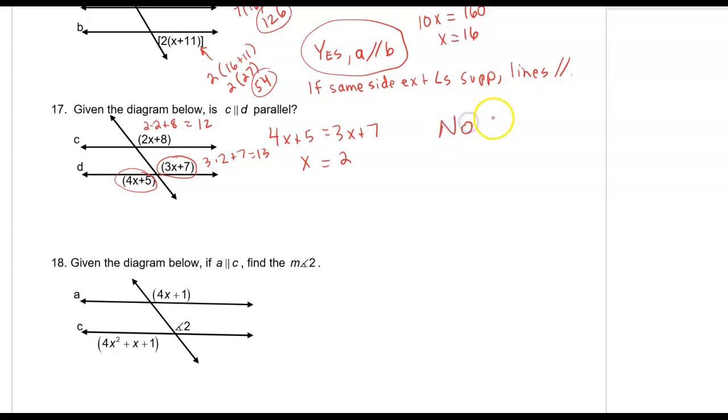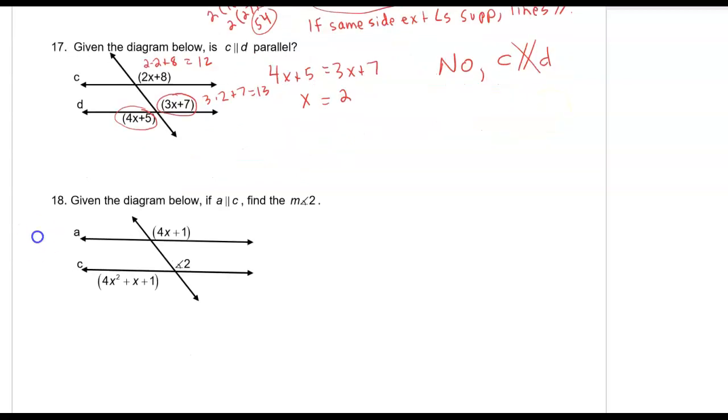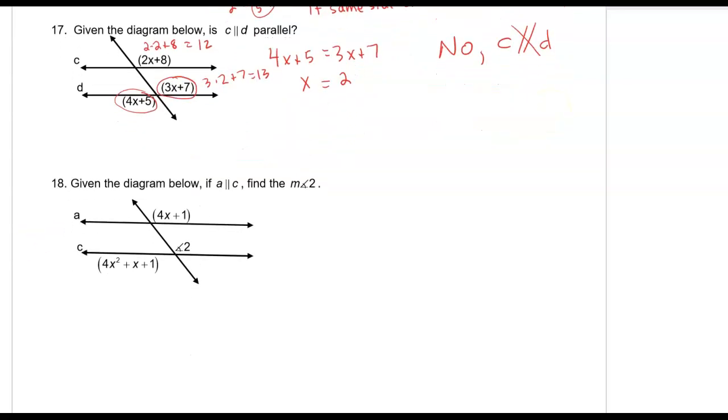C is not parallel to D. That's how you write C is not parallel to D. Okay, number 18, they're actually telling us that A is parallel to C. Please pause the video and work out number 18, then turn the video back on to check your answers.